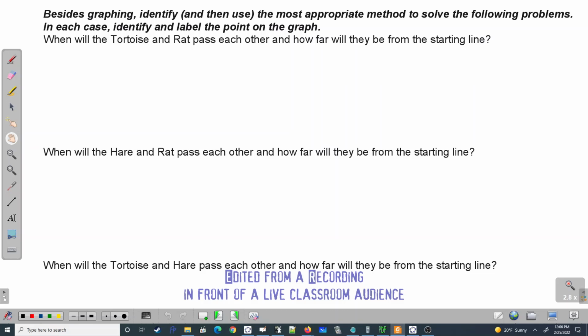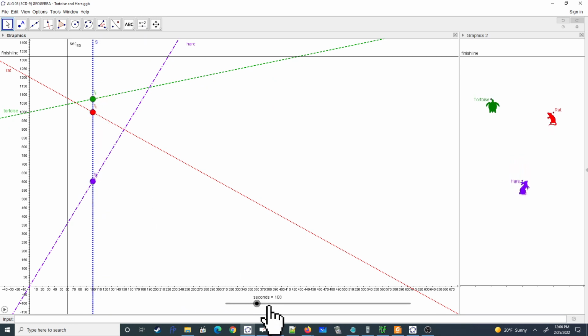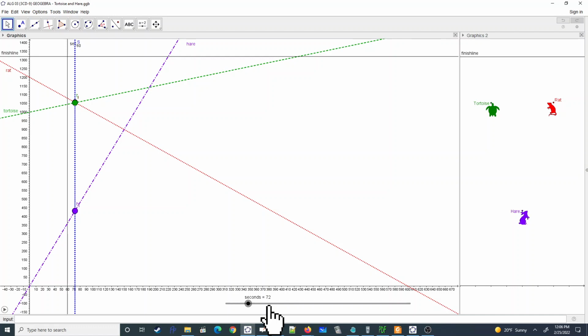When will the tortoise and the rat pass each other? So what I'm going to do is go back to my diagram and realize that my tortoise has passed my rat. But where did that occur? It looks like it occurred right about there, because I don't see two different dots. I see one dot occurring at that spot.